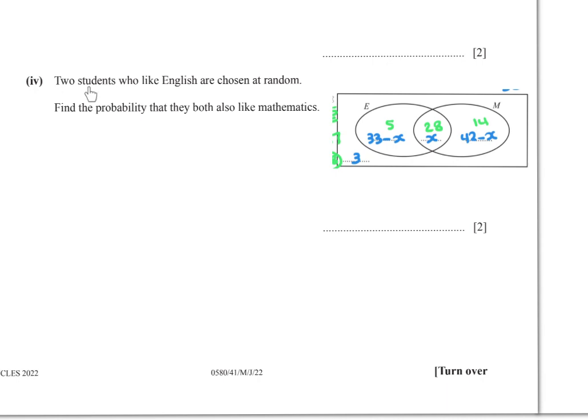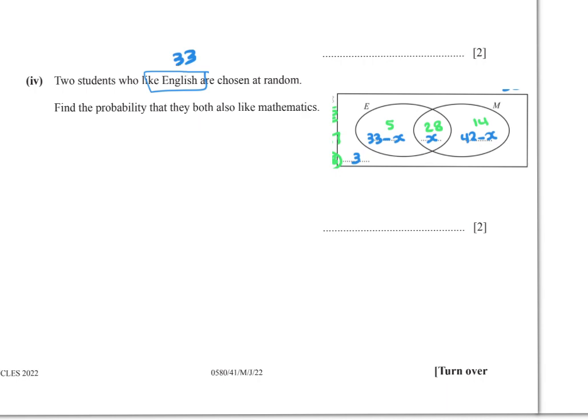IV. Two students who like English are chosen at random. Find the probability that they both also like mathematics. This is conditional probability, we need to choose from the students who like English. The students who like English, we have 33. It's given that we choose from them. So we choose from 33. Find the probability that they both also like mathematics.